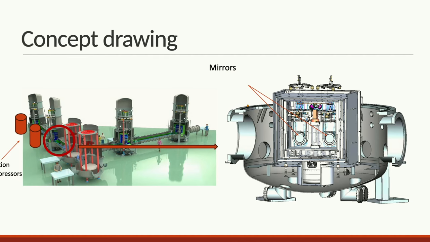So how does it look like in the facility? Well, we add two towers, which are the sorption compressors, connect them to these lines. And inside here, you see the bottom part of one of these mirror towers. You see here two mirrors. Here are the mechanical supports to isolate the vibrations from the surroundings.